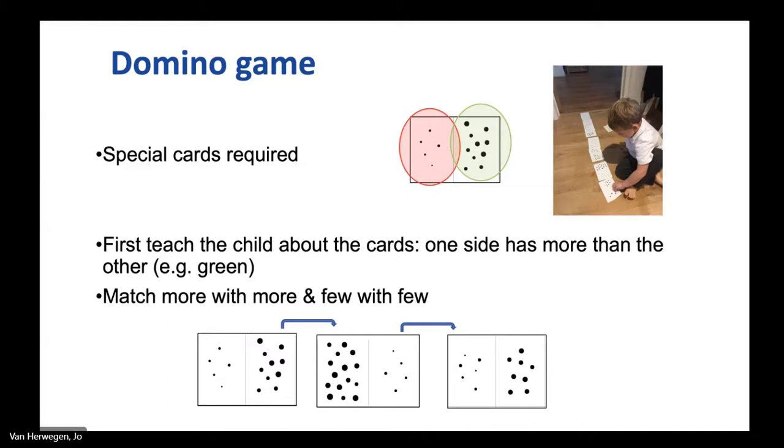So first we taught the child about the cards. One side has more than the other, for example, in this case, green. And then we asked children to make a long snake of the cards, matching more with more and few with few. So as you can see here, this side has more dots than this side, and so therefore it goes with this side rather than with that side. This one has fewer than that one, so it will go with this one because it has fewer than that side. And here you can see a child who's made a very long snake.